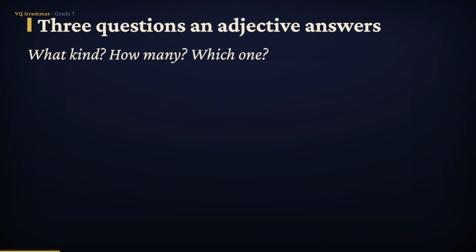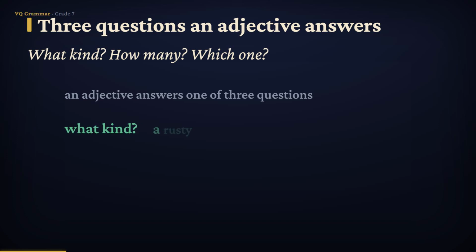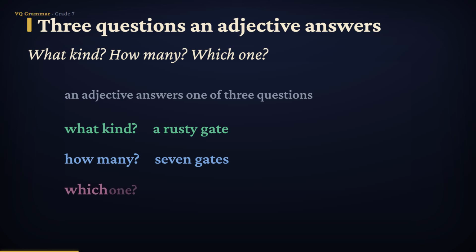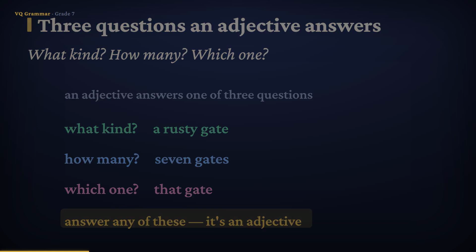Here's a handy way to catch an adjective. An adjective always answers one of three questions about a noun. The first question is what kind? A rusty gate. Rusty tells what kind of gate. The second is how many. 7 gates. 7 tells how many. And the third is which one. That gate. That points out which gate we mean. If a word answers any of these three questions, you are looking at an adjective.